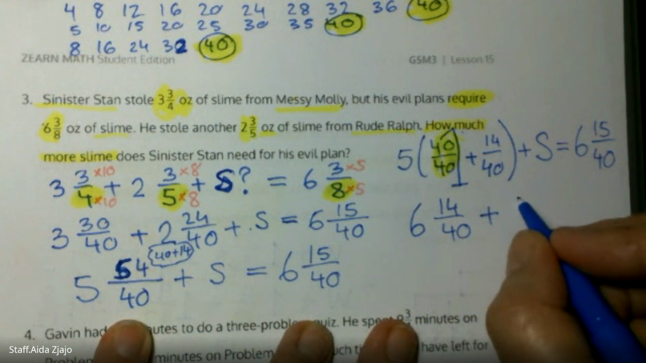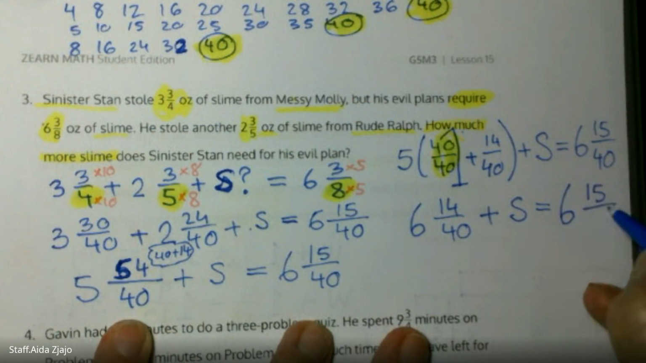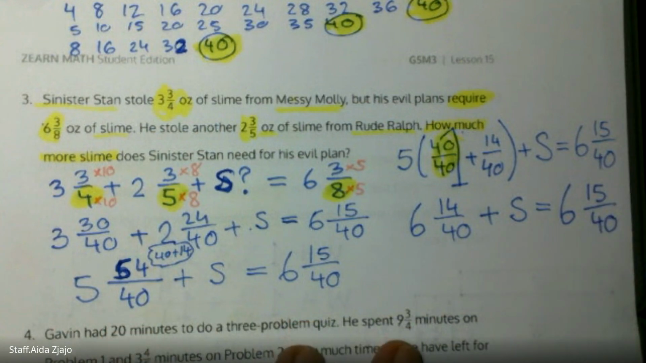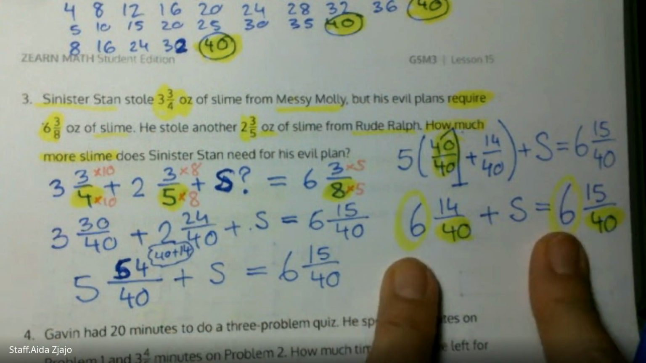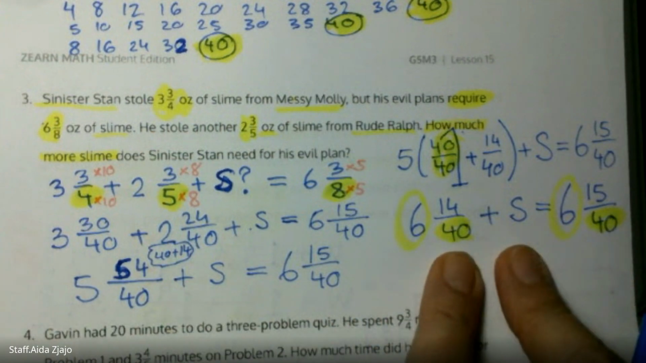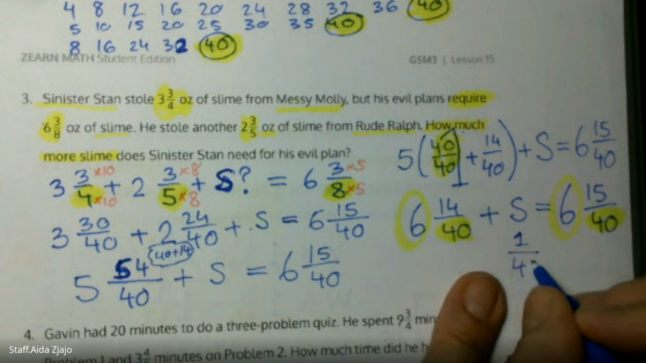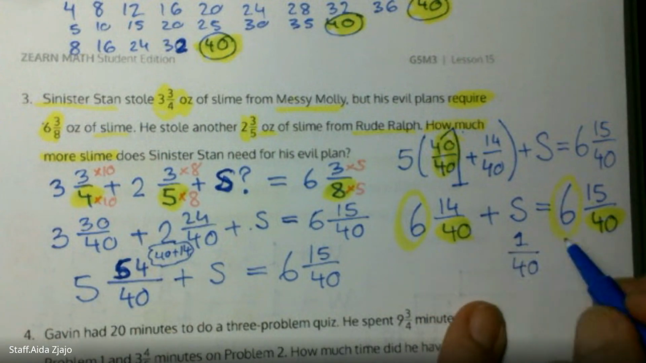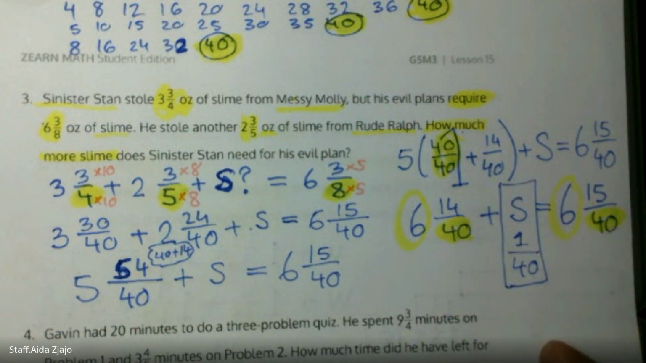Plus S must equal 6 and 15 40ths. So obviously you can see that if I have 14 pieces and I need to have 15 pieces, I only need 1 piece. I have 6 wholes. I have 6 wholes. So that's the same. So all that is missing is S to be 1 40th. So S has to be 1 40th.